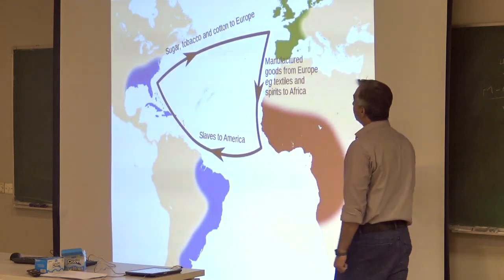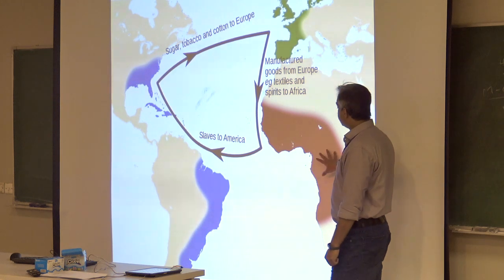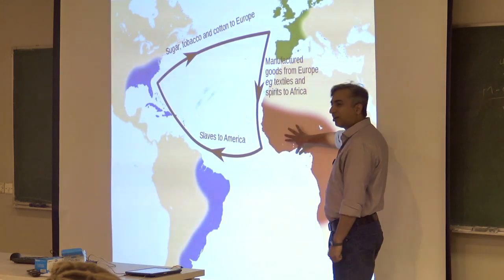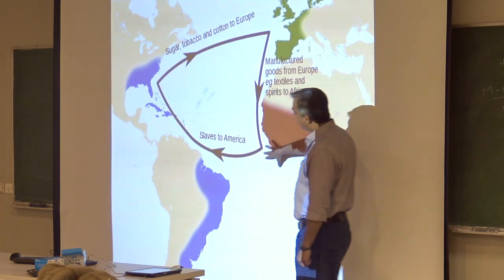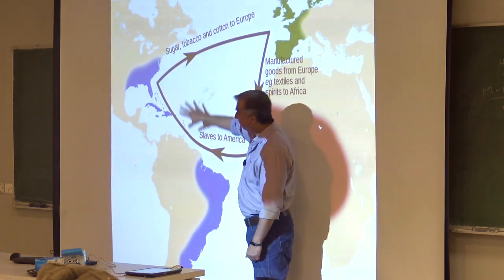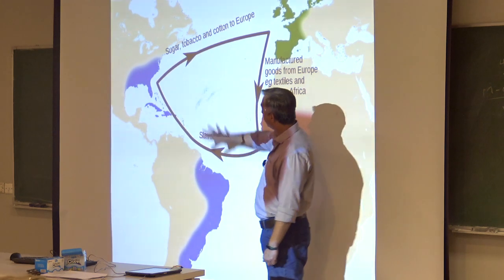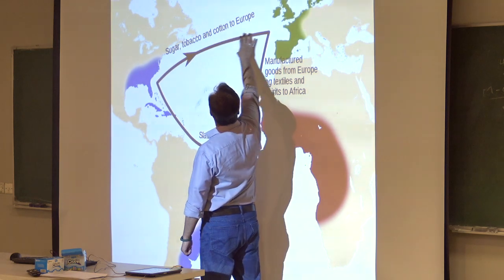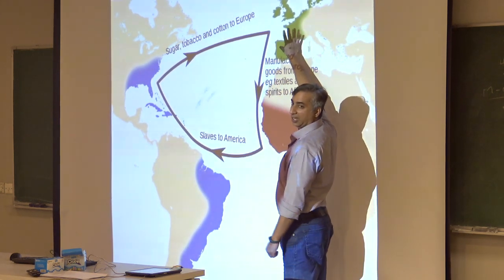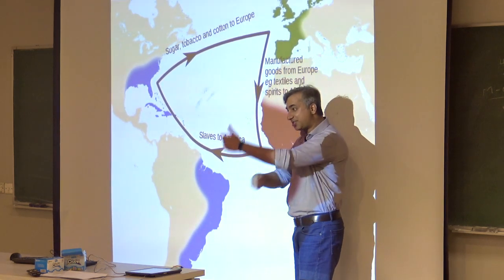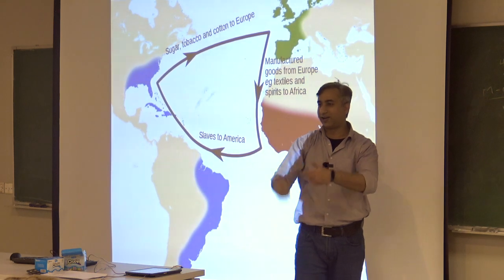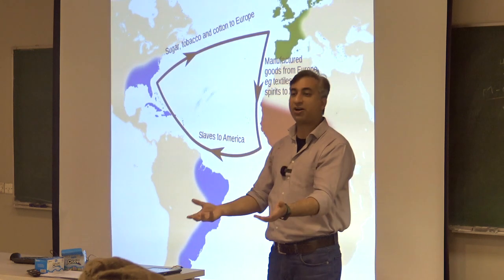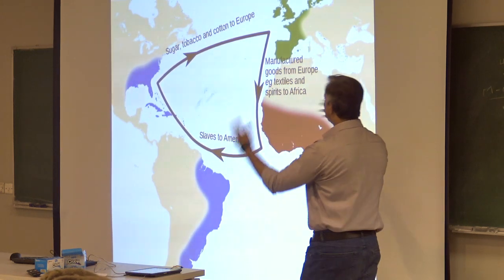So this created a triangular trade. Slaves would go from all this section of Africa, which is correctly colored red, and they would go to all of these parts of the American continent. And from this American continent, sugar, tobacco, and cotton would flow to Europe. And when it would get to Europe, it would be processed in the mills of Lancashire and so on, and become the finished product. And then the finished product would be sold.